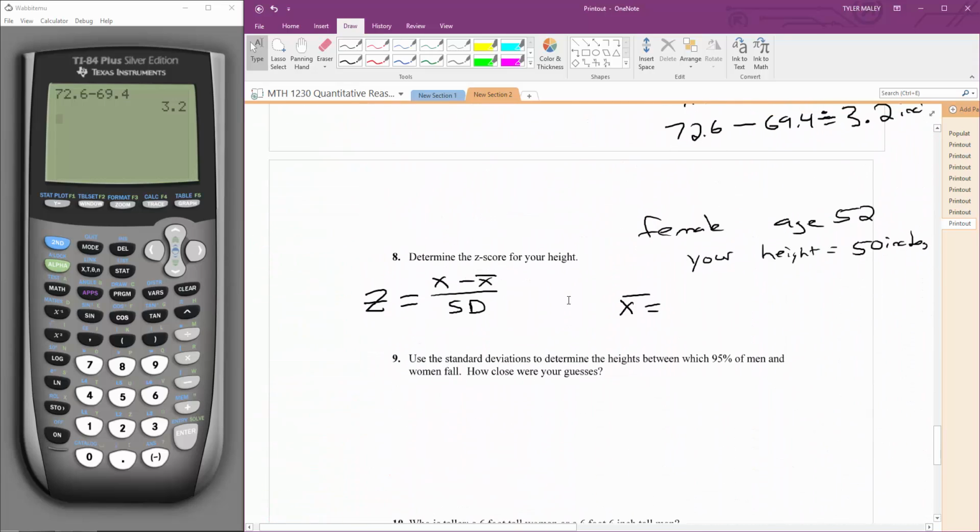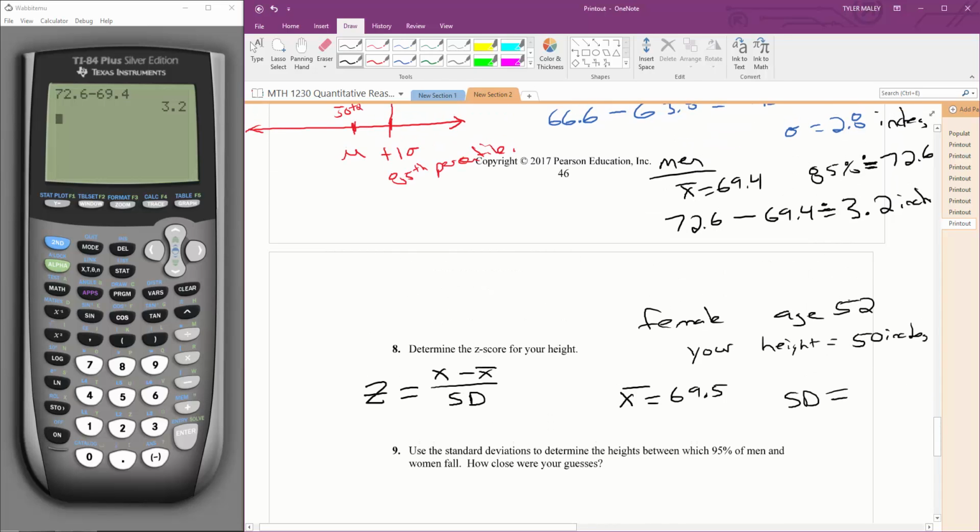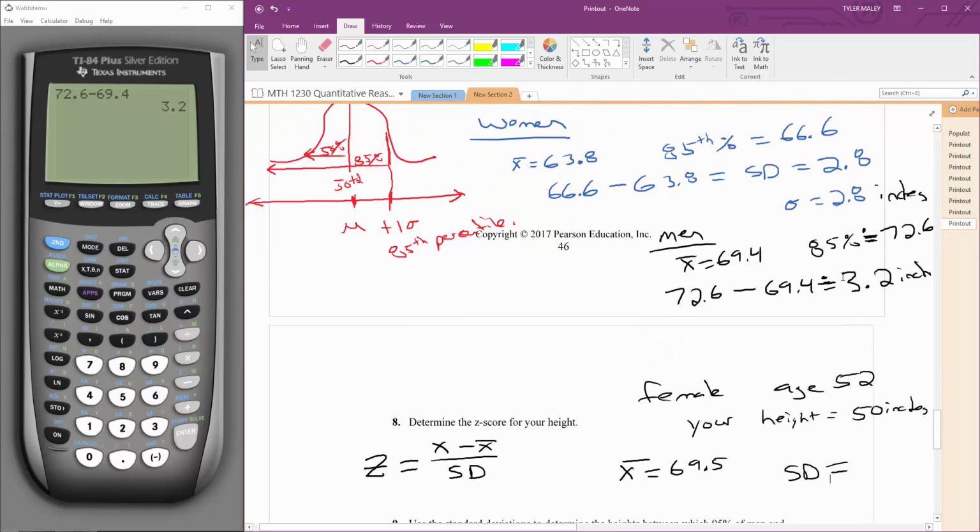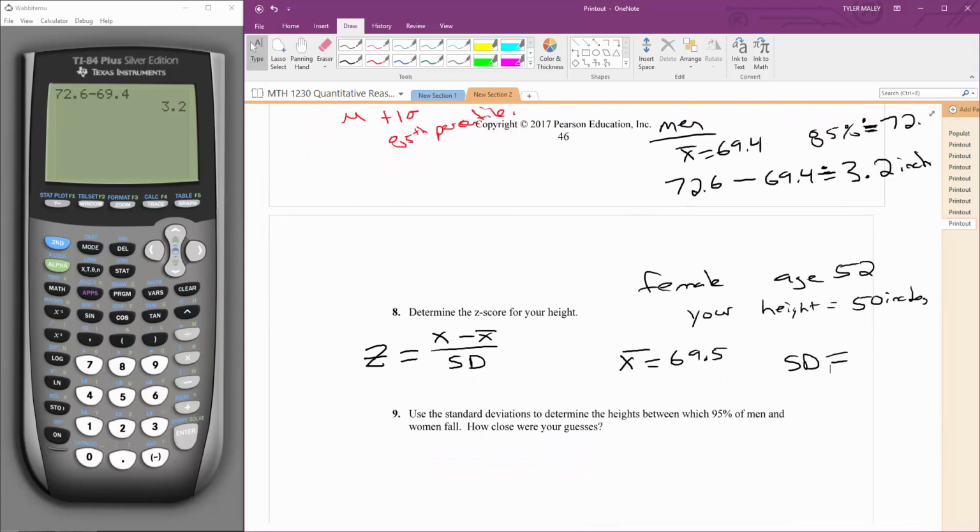Right, so the mean was 69.5, right? Let me double check. Yes, 69.5. And then we found the standard deviation above. So we estimate the standard deviation above for females to be 2.8. Right? So we found this to be 2.8.